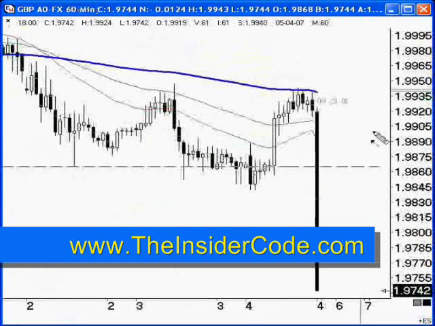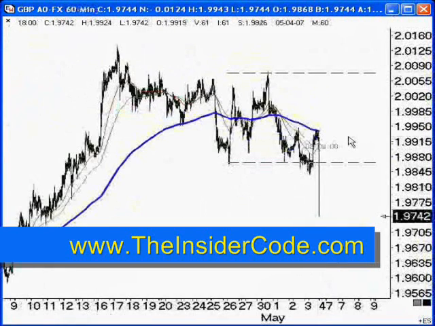First of all, I don't know what's going on here. This large bar happened after the market closed for Friday, so I'm fairly certain that's a bad tick. At any rate, here are the highs from the prior weeks.